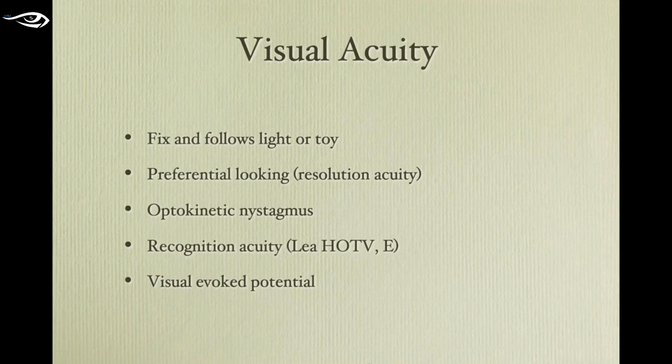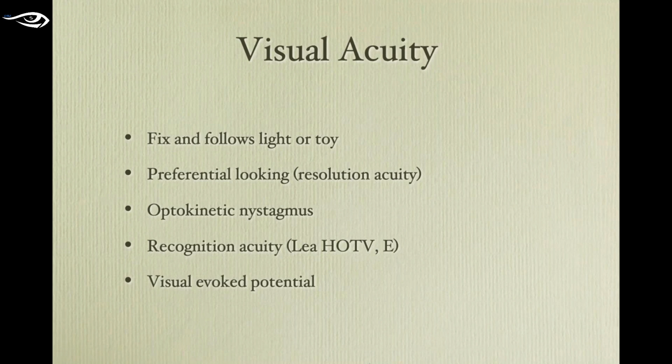So in the US, we really don't use E's anymore. We use LEA and HOTV. All the research being done in the US on children over the last 25 or 30 years uses either one or the other. The simplest approach for a baby, and sometimes for a special needs older child that may not communicate well, think autism specifically, maybe fix and follow with a light or a toy.